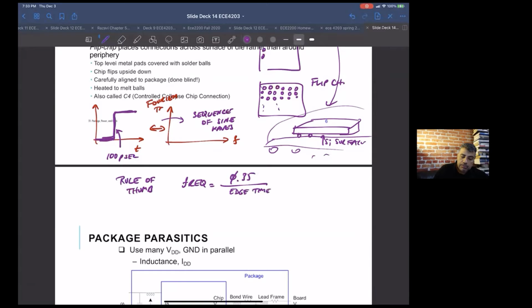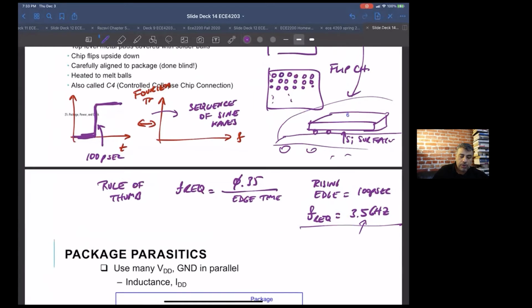So let's say my rising edge is 100 picoseconds. The rule of thumb is the maximum frequency you should worry about is 0.35 over that, or 3.5 gigahertz. So if you're looking at a frequency response spec or whatever, you have to worry about frequencies up to 3.5 gigahertz.